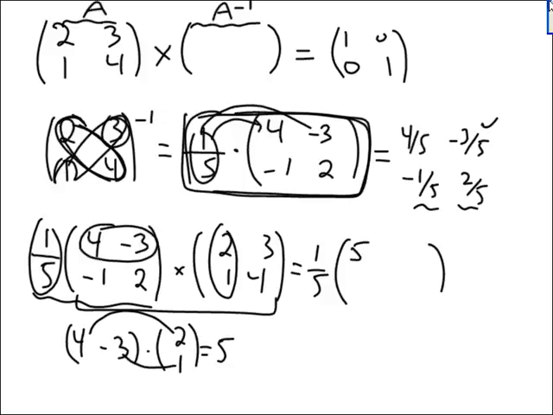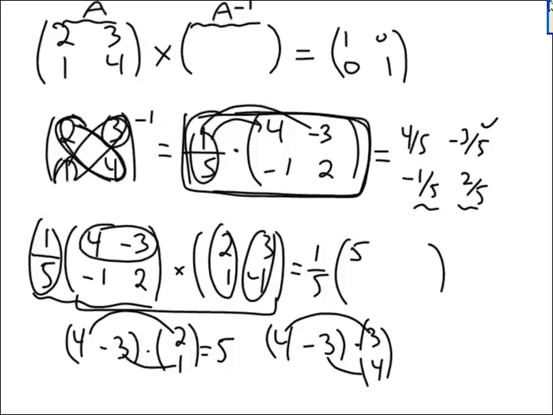And when you multiply the first row by the second column, 3, 4, I didn't mean to put a division line, you will get 12 minus 12, which of course is 0. Now you take the second row, negative 1, 2, and you dot it with the first column, 2, 1. You get negative 2 plus 2, which is 0.